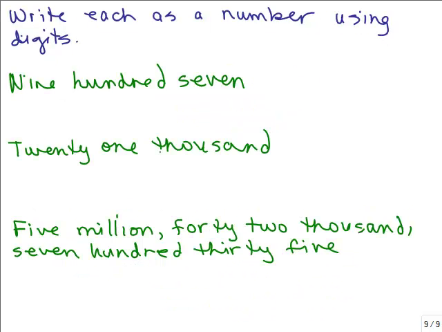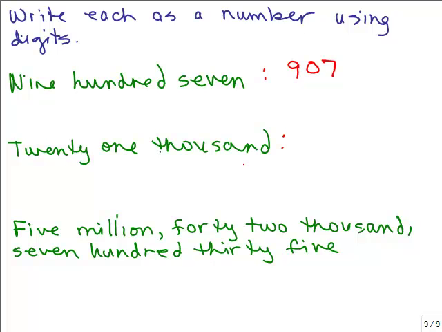So here are 3 for you to try. Put the video on pause and try these problems on your own. All right, first one, 907. Okay, there's nothing in the thousands, but millions, etc. So how do you write 907? You got 9 in the hundreds place, and you don't have any tens, right? So 907.